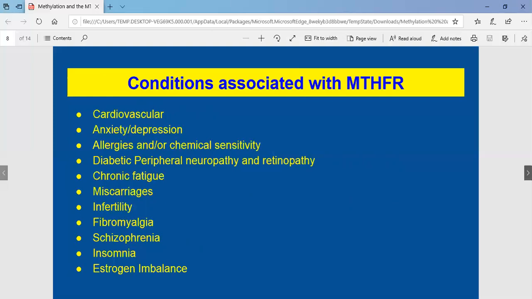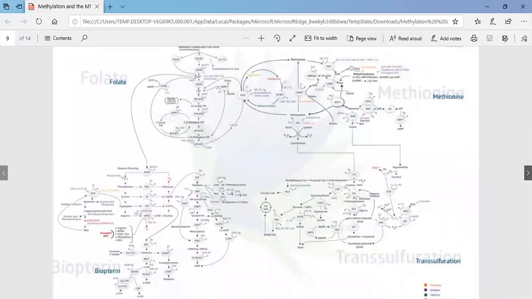Chronic fatigue, miscarriages, even infertility, and the reason for infertility is likely that you're not metabolizing the hormones in the right way. Fibromyalgia, schizophrenia, insomnia, estrogen imbalance. I see a lot of estrogen imbalance with MTHFR. So it's interesting to know if you do have the test, and to be able to work knowing that you have the mutation and what you need to do about it. What I'm showing you right now is just simplified.